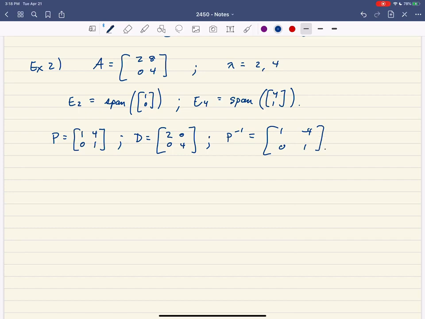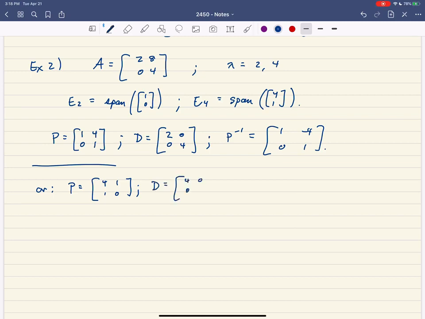I want to point out that the diagonalization process is not unique. I could have easily switched the role of 2 and 4, in which case I also could have had, I haven't computed the inverse here, but I could have also had P be 4, 1, 1, 0, in which case D would have had to be switched as well.